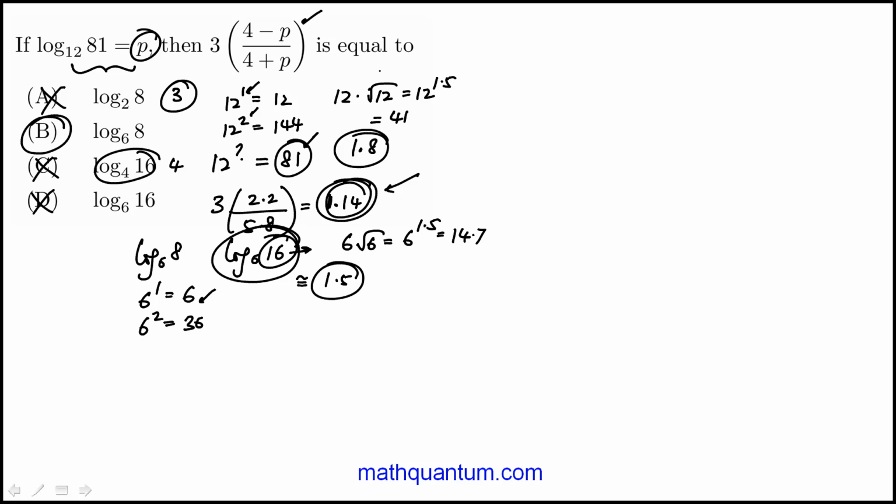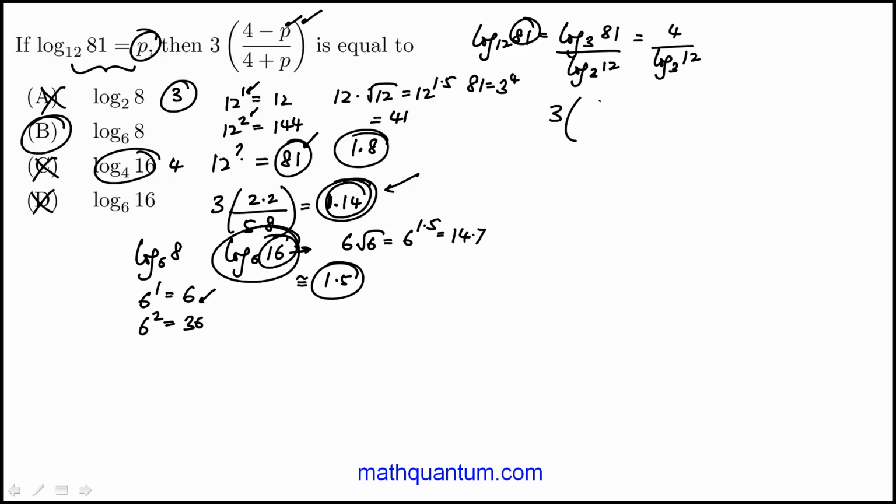I did this afterwards. I went directly into simplifying this, and the first clue was to change this to base 3 because I see 81, which is really 3 to the power of 4. So we're going to change this to base 3. So log base 3 of 81 is 4, and log base 3 of 12 stays, so that becomes 4 over log 3 of 12. And we can plug that in here and see what it simplifies to.